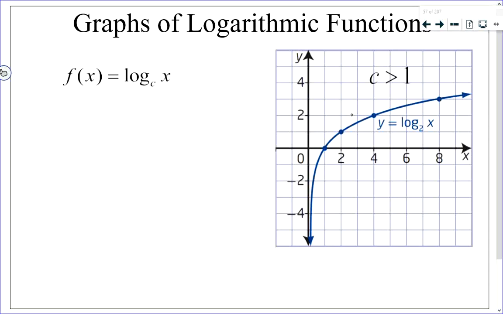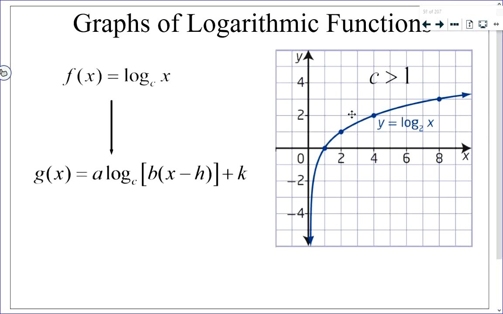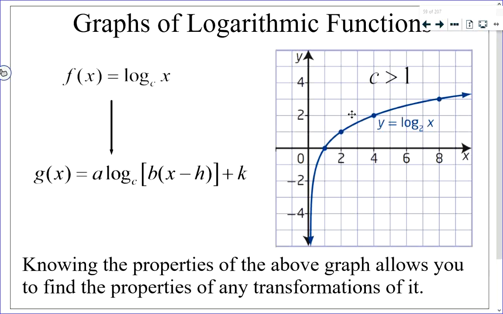And since you are expected to know what that looks like, and there is a vertical asymptote on the y-axis, you're expected to be able to answer exam questions, like a marker on a diploma exam, that test your knowledge of what a transformed version of that graph would look like. Whether it's where the vertical asymptote's going to be, which direction it curves, all of that. So knowing the properties of the above graph allows you to find the properties of any transformations of it.